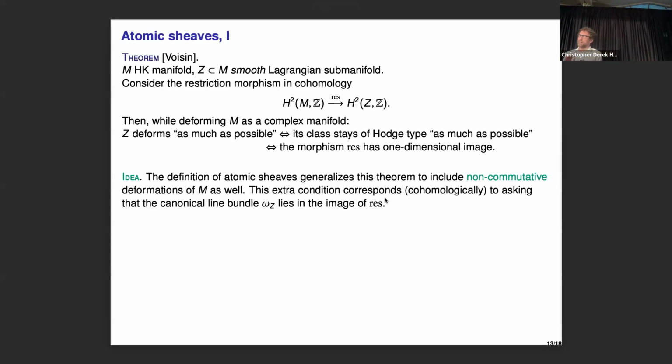The notion of atomic is very much similar to this theorem. The only thing is that I want to also include non-commutative deformations of my M. And this is a bit bizarre. What does it mean in this context? It means that I have the canonical bundle, and I would like the canonical bundle to be in the image of the restriction map. So this is a special Lagrangian inside this thing.